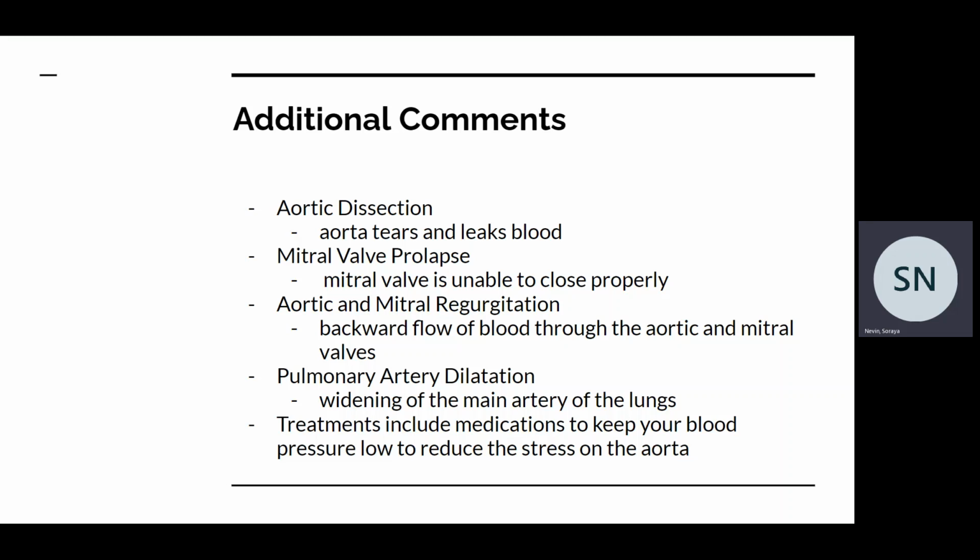And so aortic dissection causes aortic regurgitation, and the mitral valve prolapse causes the mitral regurgitation. Some individuals may also develop pulmonary artery dilation, which is the widening of the main artery of the lungs, but that usually doesn't cause too many problems.